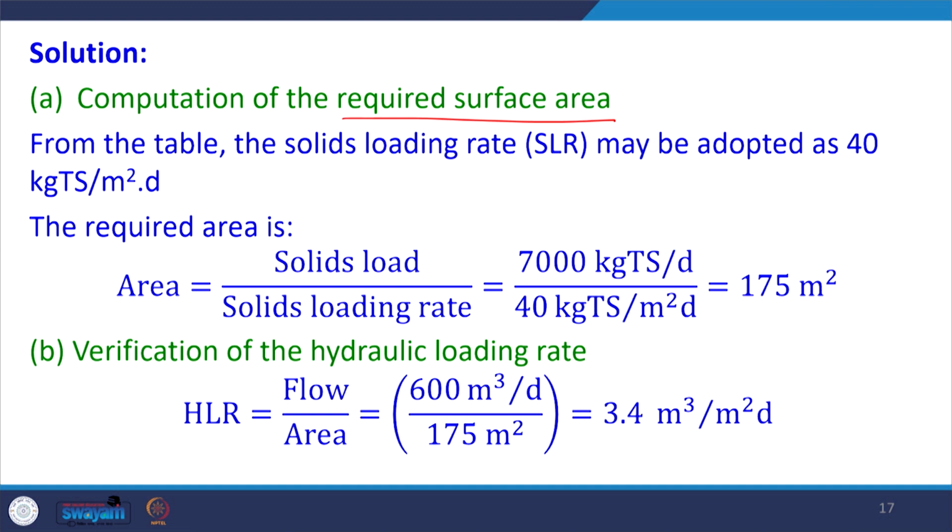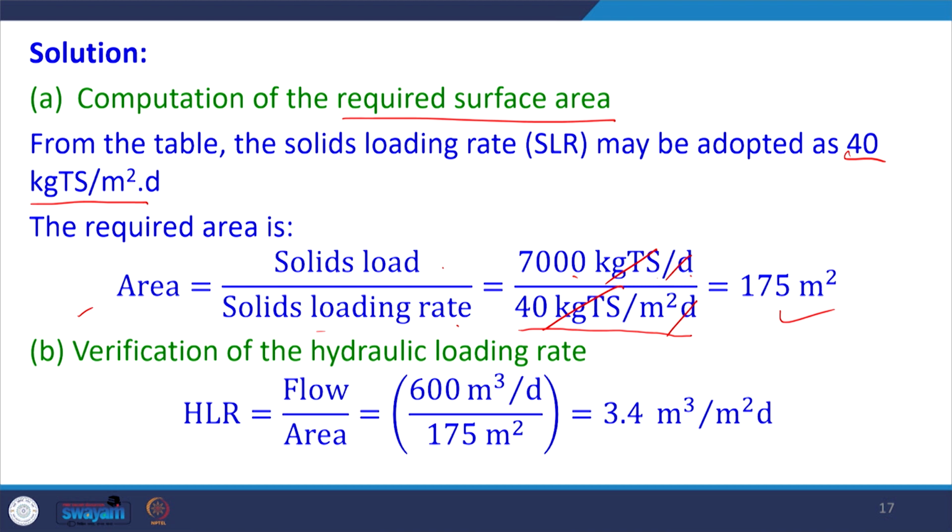For the gravity thickening we can take the solids loading rate roughly as 40 kg TS per meter square per day. If we do that, the required area is solids load divided by solids loading rate. So, 7000 kg TS per day divided by 40 kg TS per meter square per day. The kg TS goes off, days goes off. So, we have 175 meter square as the required surface area for this gravity thickener.